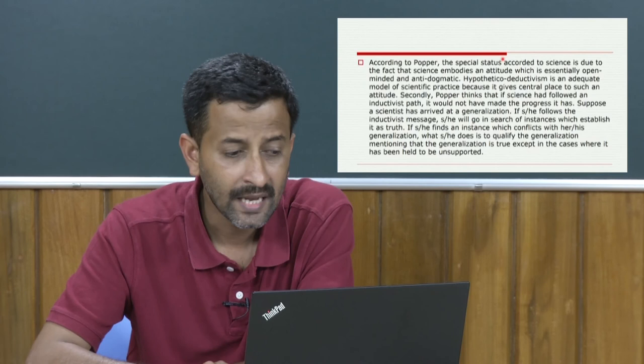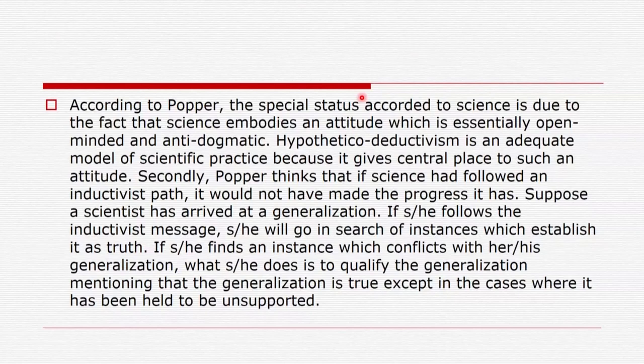According to Popper, the special status accorded to science is due to the fact that science embodies an attitude which is essentially open-minded and anti-dogmatic. Okay? This is important. Science must be examined with an open mind. Science does not believe in dogmas. Science must be anti-dogmatic. Even if science makes certain claims, science always tries to update its results, revise its results if it sees some internal or external problems in them.